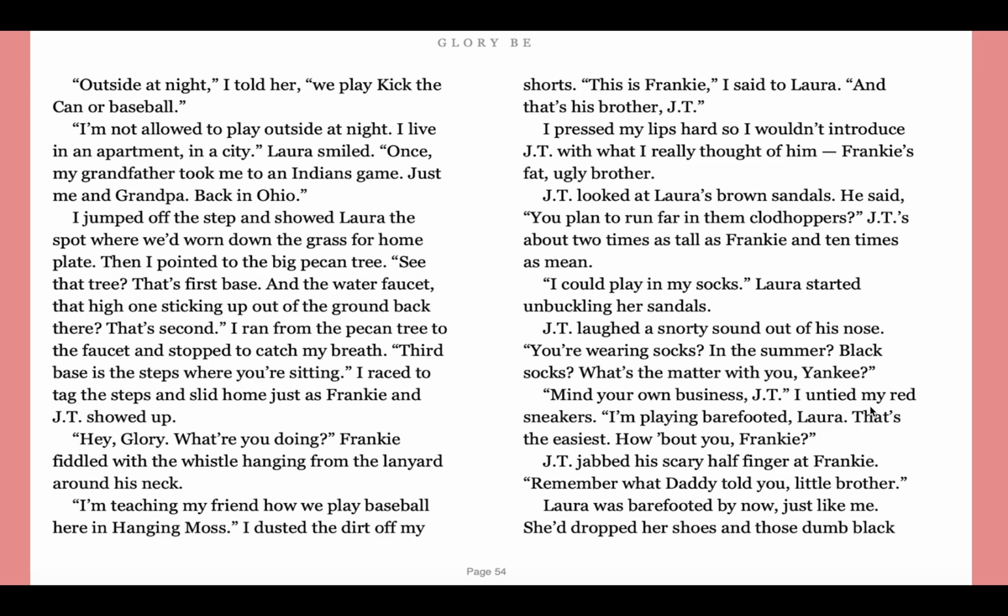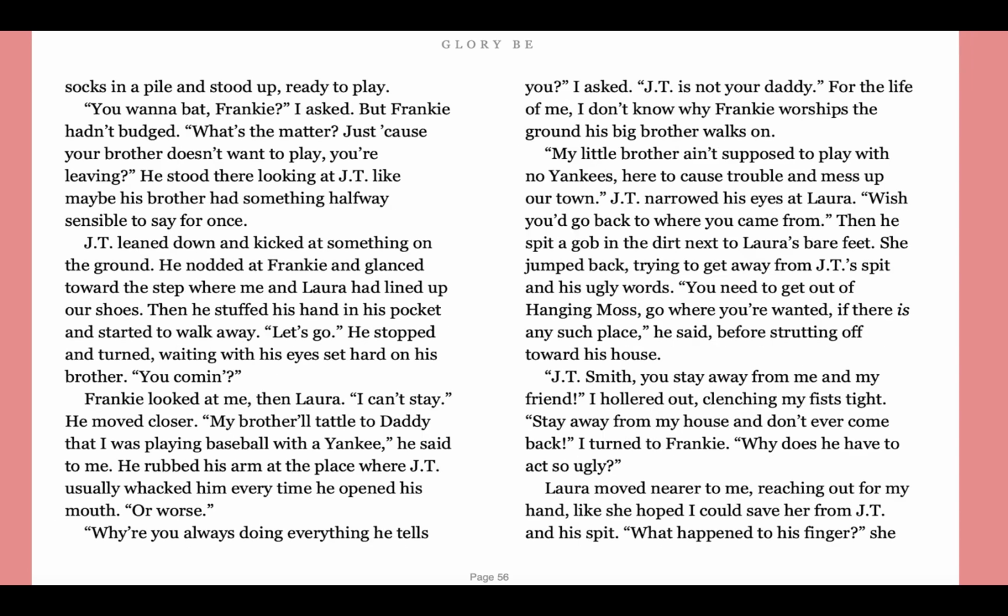Laura was barefooted by now, just like me. She dropped her shoes and those dumb black socks in a pile and stood up, ready to play. You want to bat, Frankie? I asked, but Frankie hadn't budged. What's the matter? Just 'cause your brother doesn't want you to play, you're leaving? He stood there looking at JT like maybe his brother had something halfway sensible to say for once. JT leaned down and kicked at something on the ground. He nodded at Frankie and glanced toward the step where me and Laura had lined up our shoes. Then he stuffed his hand in his pocket and started to walk away. Let's go. He stopped and turned, waiting with his eyes set hard on his brother.